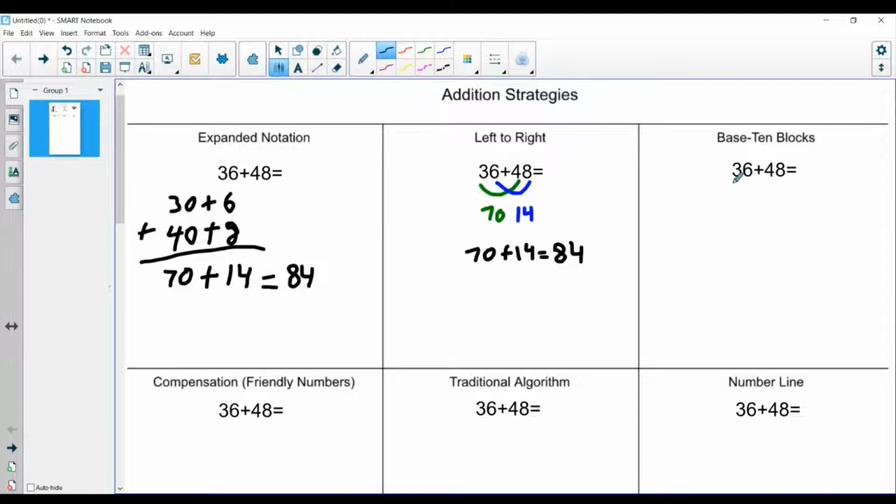So I'm going to show the base 10 blocks for 36. Then I'm going to show the base 10 blocks for 48. And now I'm going to add the tens and add the ones. So here I have 3 rods plus 4 rods is equal to 7 rods, which makes 70. 6 units plus 8 units makes 14 units.